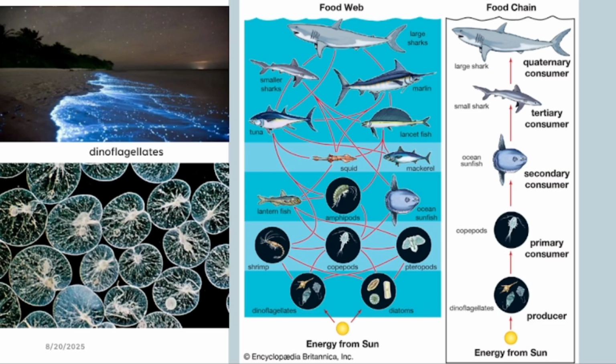Have you seen in some movies, deep inside the sea, you see some glittering? What are they? These are called dinoflagellates. This is the food chain and food web. They are producers. They take the energy from the sun. If you see an individual thing, these dinoflagellates will be like this.